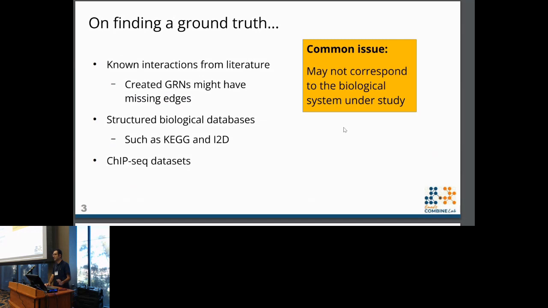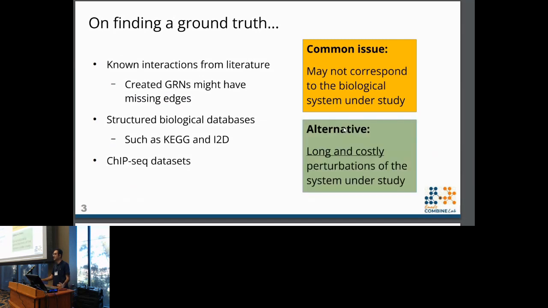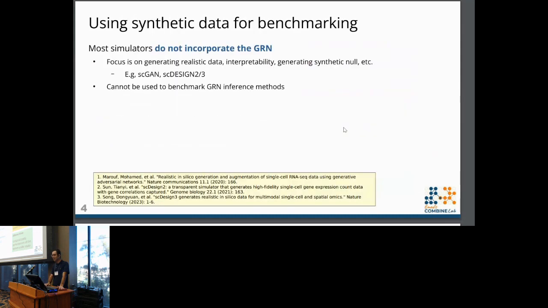So the only way to really ensure that our GRN corresponds to our system is by performing perturbation experiments on that same system. And those are very long and costly. So the next logical step would be to use synthetic data for benchmarking, but we also face challenges here, because most simulators for single cell don't incorporate this GRN and instead focus on being general purpose simulators with a focus on generating realistic single cells. So they cannot be used for such benchmarking.